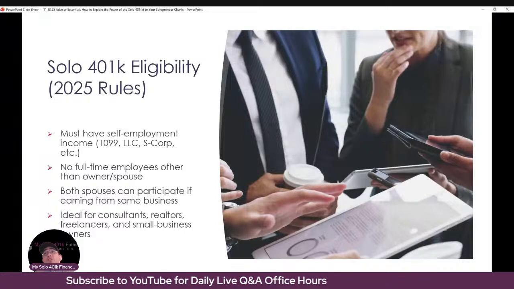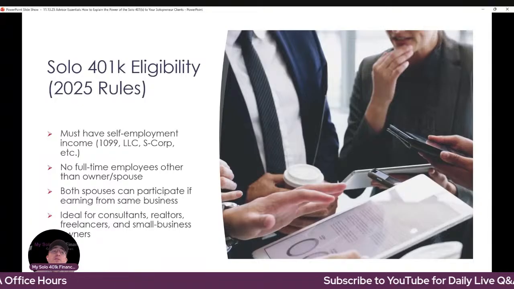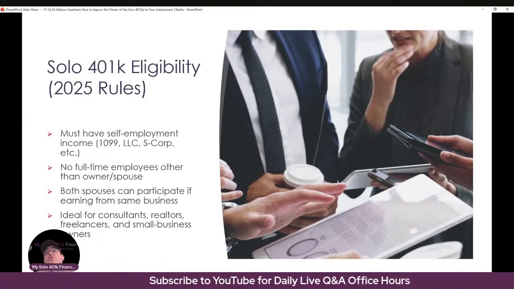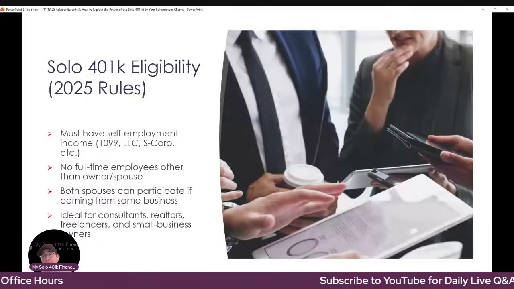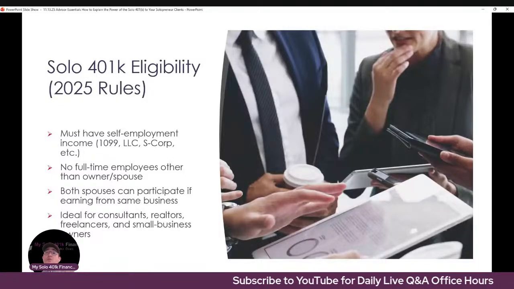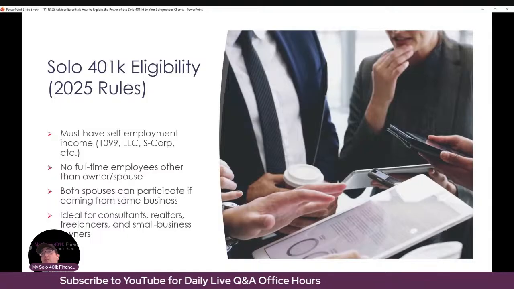Now, as I mentioned, we want to lay the foundation with the discussion around eligibility. A solo 401k plan is a plan for an owner-only business. When you break it down, you could think of it as two separate requirements. One requirement is that you need to be self-employed. And the way that you demonstrate self-employment is by reporting self-employment activity on your taxes.